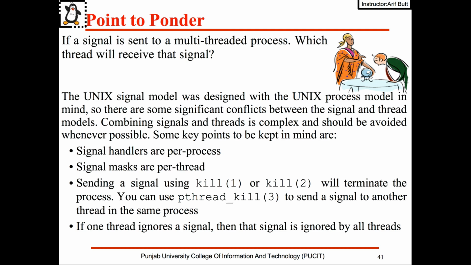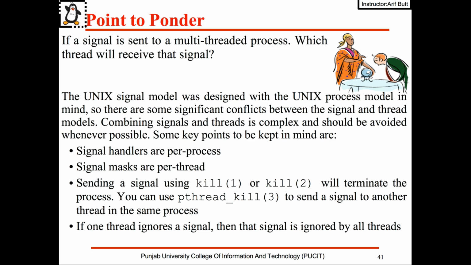Okay, dear students, signals and multiple threads. This is a confusing issue. You should have a clear concept that the Unix signal model was designed with the Unix process model in mind. So there are some significant conflicts between the signal and thread models. Combining signals and threads is a complex issue and should be avoided whenever possible. But from this course perspective, there are some key points that you should keep in mind.